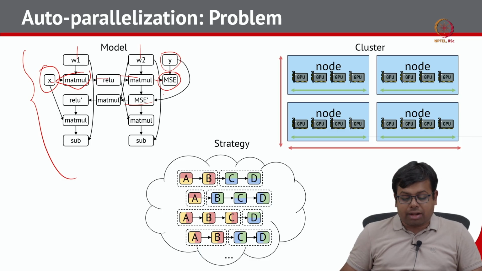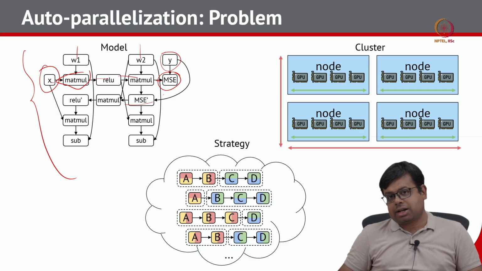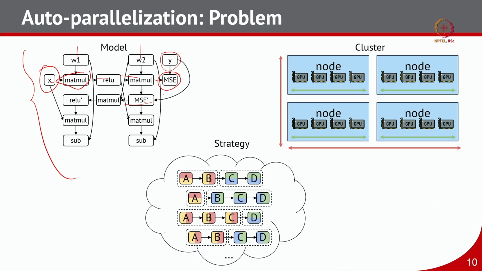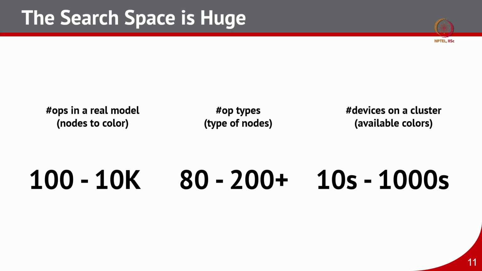Out of all these parallelism strategies, we have to select which is the best strategy, right. Now, just to give you an idea, the search space is very huge. It is a huge search space for a real model. I just showed you in the previous slide that there are 4 nodes in that example. There can be 100 to 10,000 operators in a real model, okay.